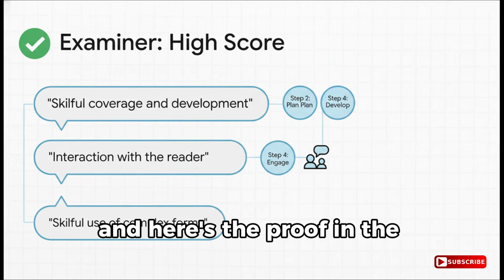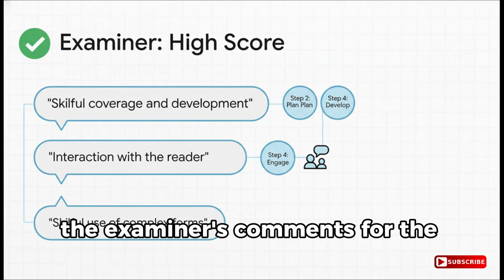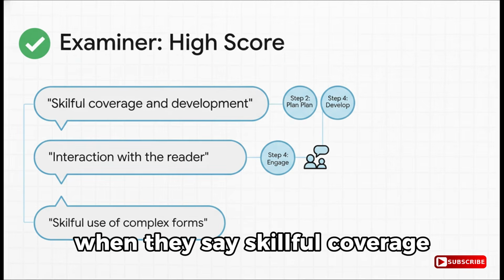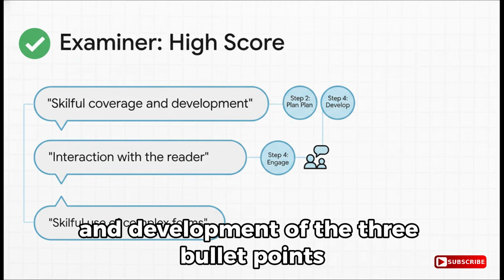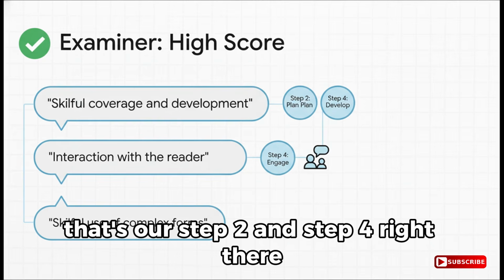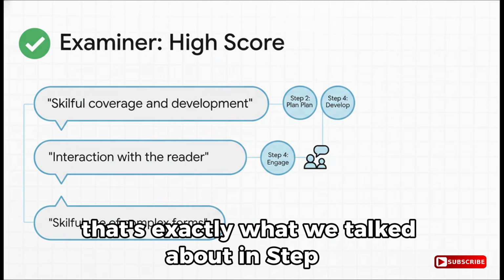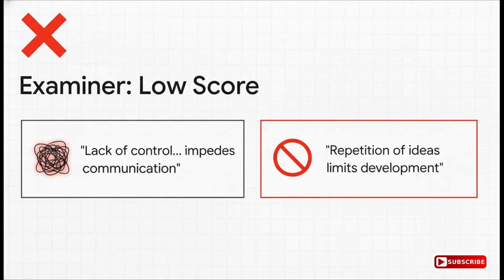And here's the proof in the pudding. The examiner's comments for the high-scoring answer basically just describe our method. When they say skillful coverage and development of the 3 bullet points, that's our step 2 and step 4 right there. And examples of interaction with the reader, that's exactly what we talked about in step 4 with engaging your friend. Now let's flip it.